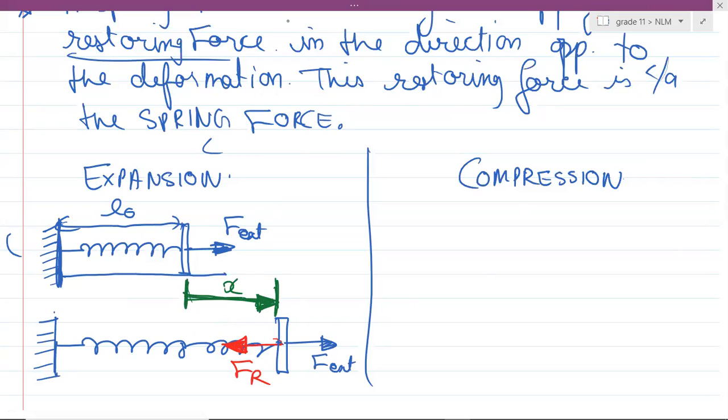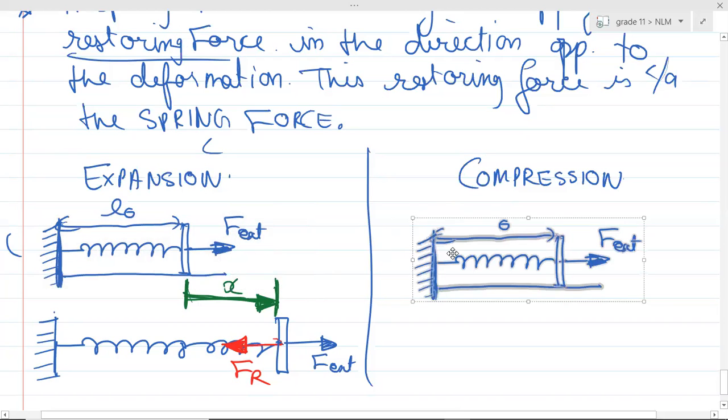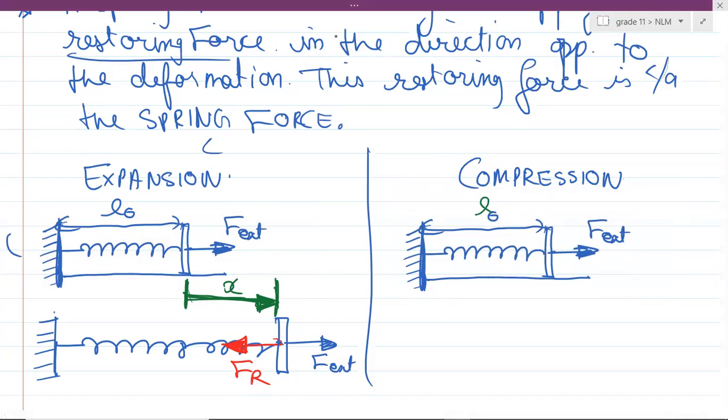Similarly, the same force can be... Control C, Control V. So I can do this as well.